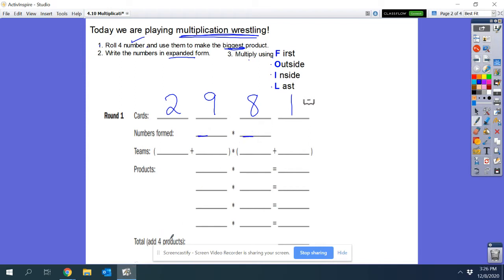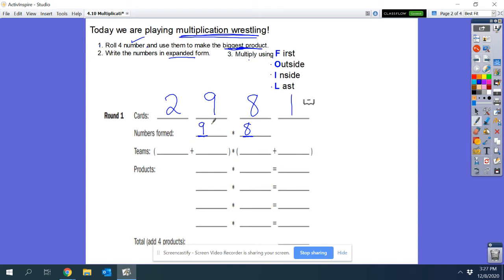So first, I might make this one a 9 and this one an 8, right? That's going to give me the biggest chance, because multiplying by 90 in the tens place is way better than just multiplying by 2, because the goal to win multiplication wrestling is you want to get the biggest product. So then you can decide whether you want 92 or 81.